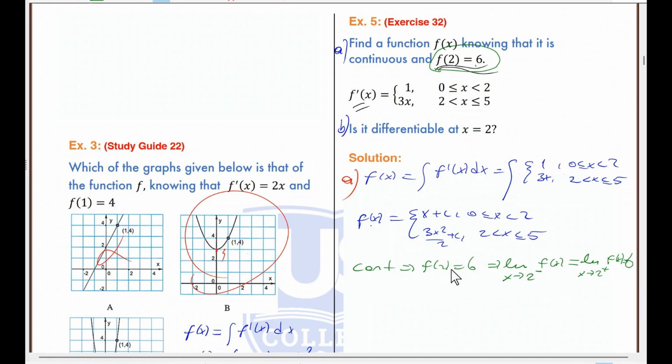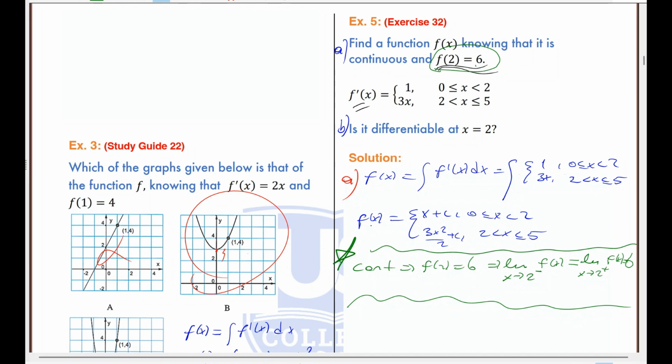This is chapter 2. If there is a continuous function, then the right side limit is equal to the left side limit, which is also equal to the value of the function at that point. Okay, they're all equal to each other. So now use this information to solve that question, to find the c's.